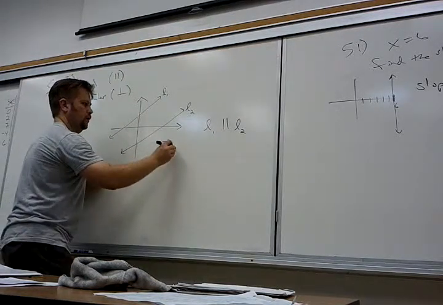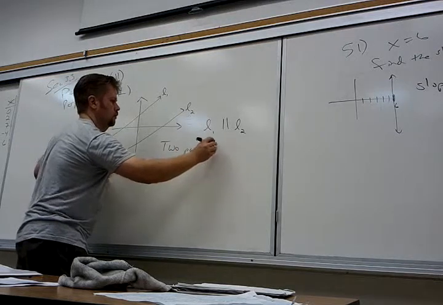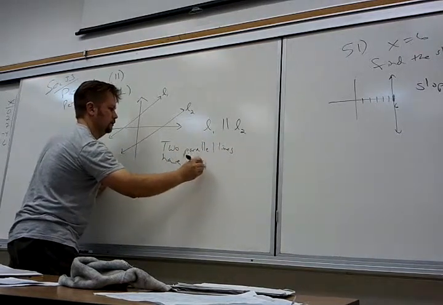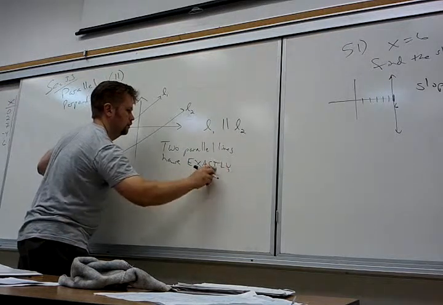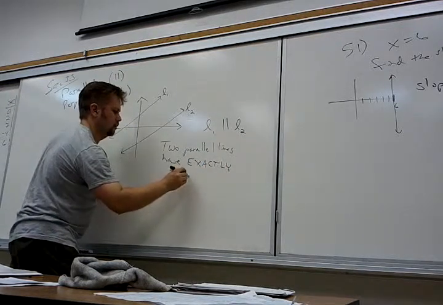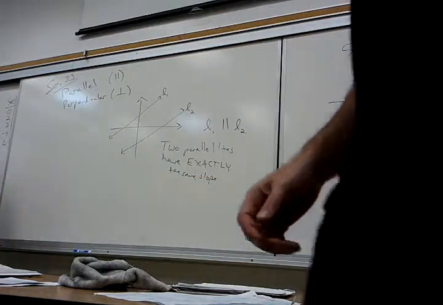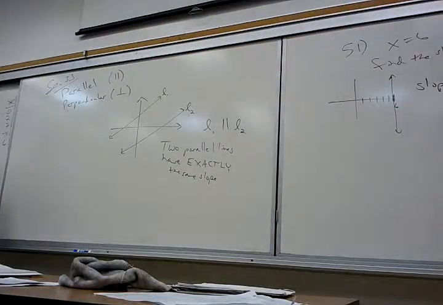So two parallel lines have exactly the same slope. There's a reason I'm saying that, exactly. I'm making a point out of that. Because for perpendicular, they don't. Exactly. They obviously don't. And yeah, the total opposite.